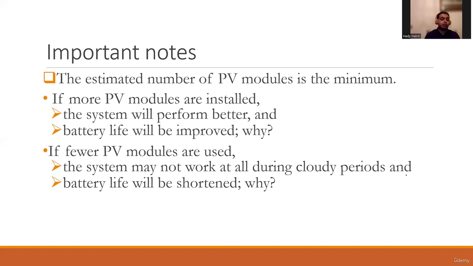If fewer PV modules are used, the system may not work at all during cloudy periods. There are days which are called autonomy days where there is no sunlight. On those days, your system will not be feeding your load, and the battery life will be shortened, since you are going to rely more on the charging and discharging of the battery, and this reduces the lifetime of the battery.